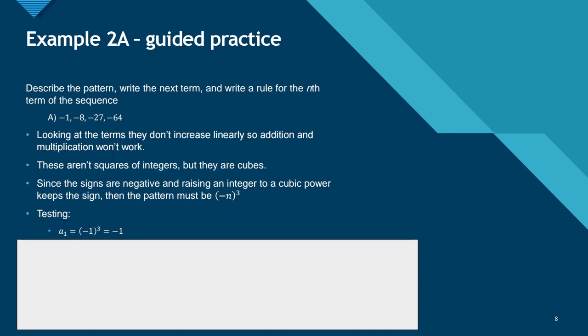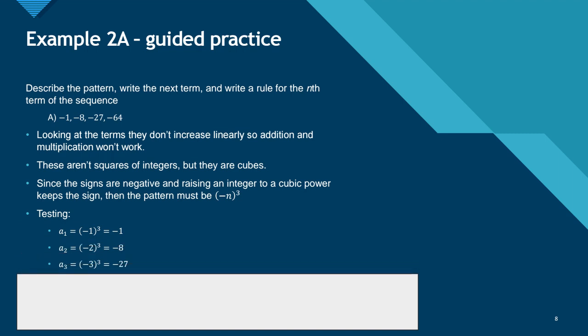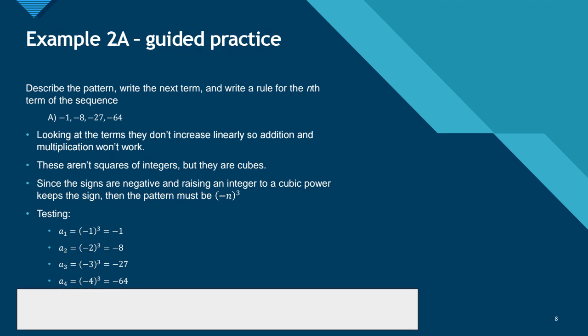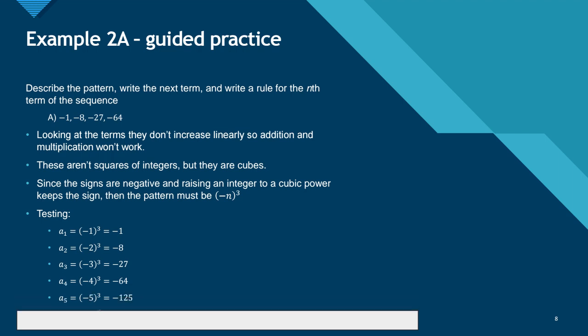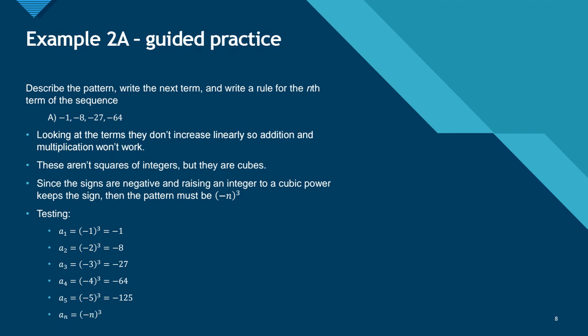So then we test this. We try it on our first term, and we get the correct answer. The second term, the third term, and the fourth term all correspond. So applying this rule, what do you get for the 5th term of the sequence? And you should get the 5th term is a sub 5 equals -125. So then our rule is a sub n equals the quantity -n raised to the third power.